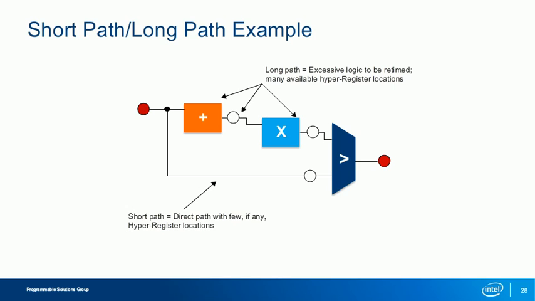hyperregister locations within it. So if the hyper retimer wants to retime into the long path, it must also retime into the short path. But to do so, it would have to retime into a hyperregister location that is too close to the register on the right, so that is an illegal move for the hyper retimer. So in effect, there is nothing the hyper retimer can do.